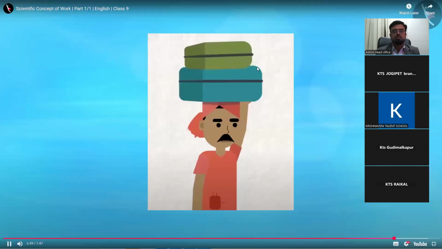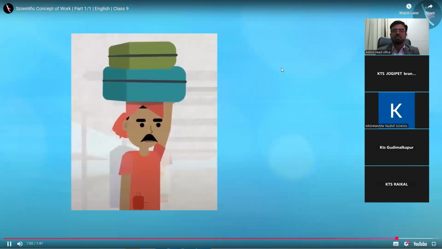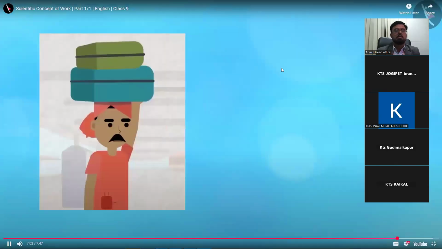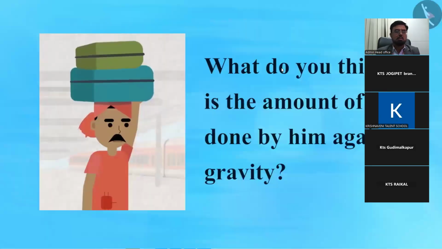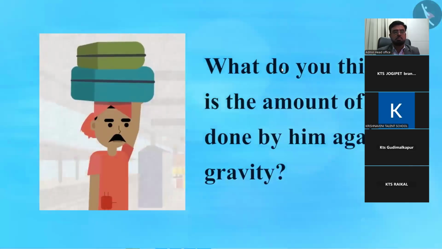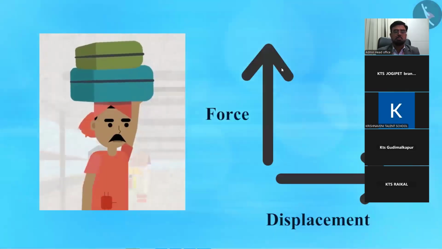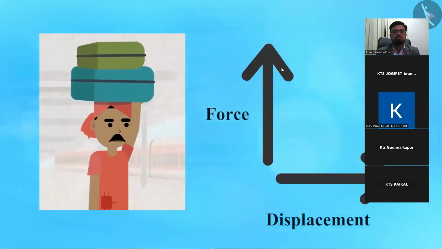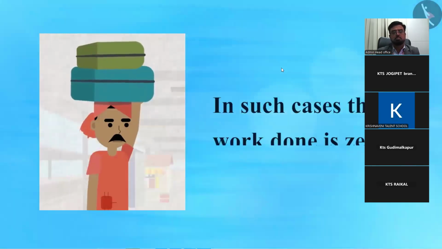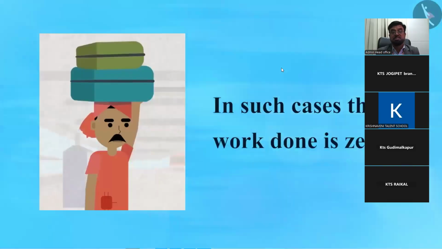Now, take a look at this coolie carrying this luggage. What do you think is the amount of work done by him against gravity? Here, the force acts perpendicular to the direction of displacement. In such cases, the work done is 0, as per physics, not in the general sense.